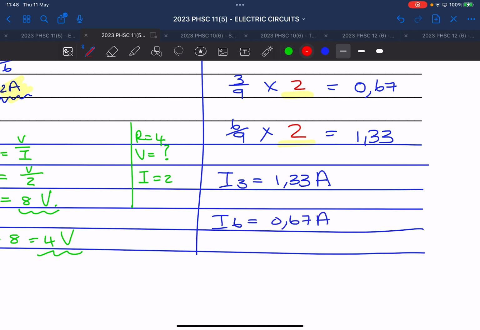And I know you're going to forget this until the end of the year. So I want you to write down: I must remember that current is inversely proportional to resistance.